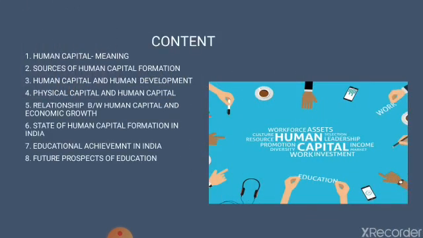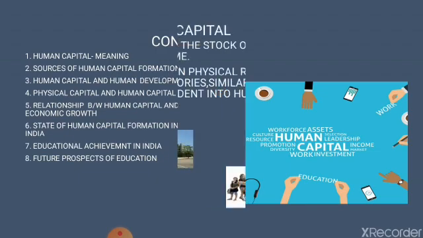This chapter is divided into two parts. In the first part, we will study human capital and its meaning, sources of human capital formation, human capital and human development, physical capital and human capital. And in the second part, the relationship between human capital and economic growth, the state of human capital formation in India, educational achievement in India, and future prospects of education.